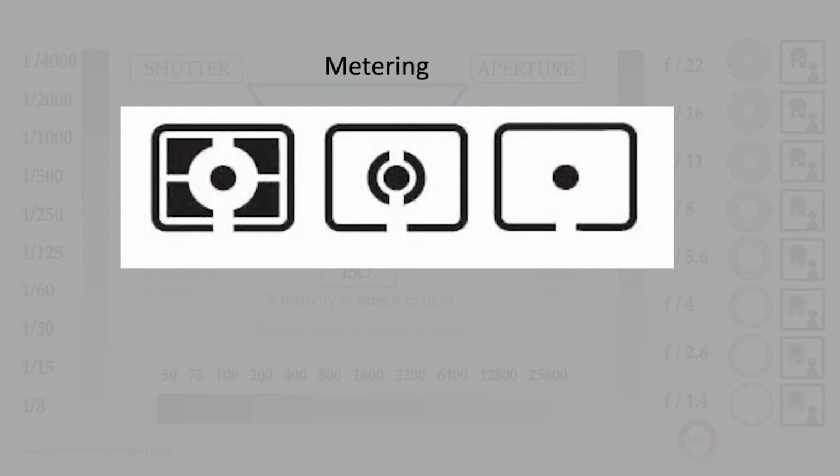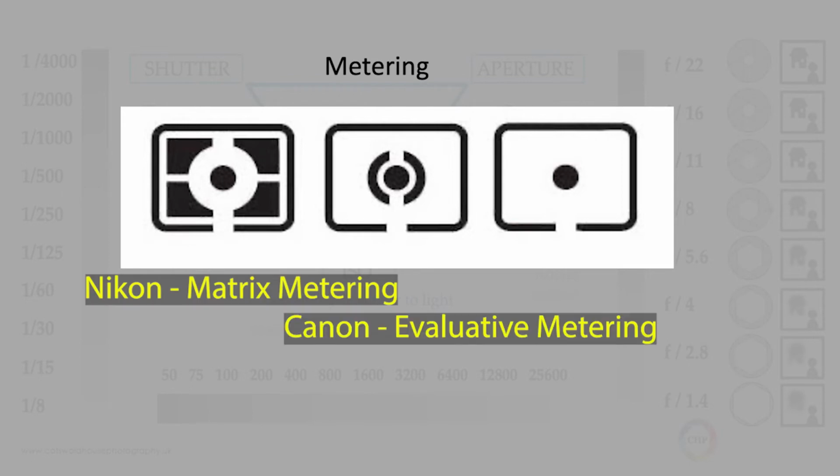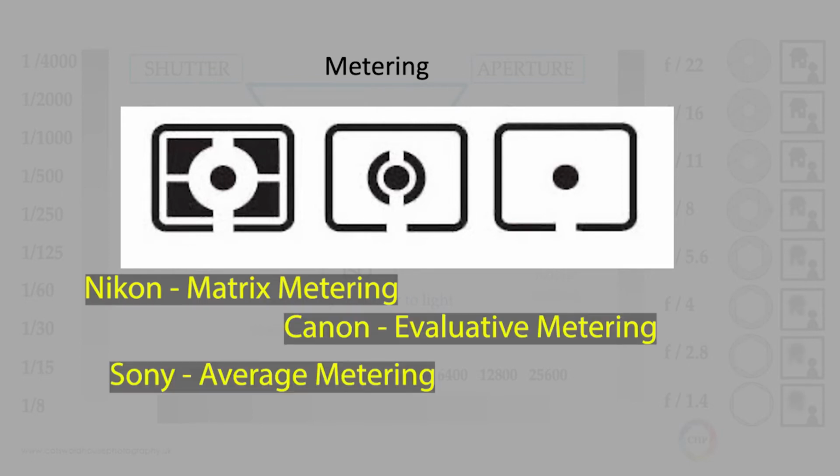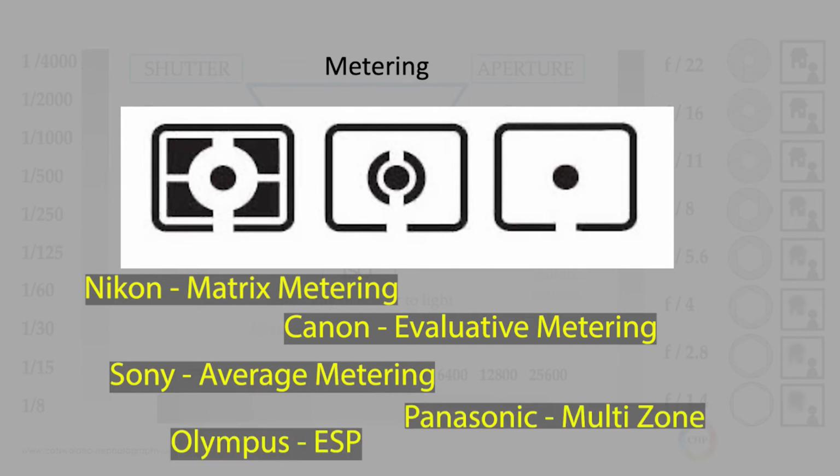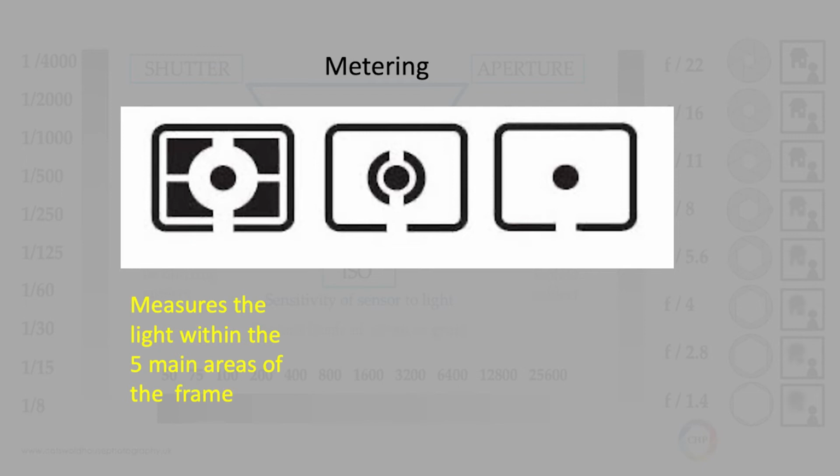The first mode is often the default mode and is called different names by different brands. Matrix metering for Nikon, evaluative for Canon, average metering for Sony, multi-zone for Panasonic, ESP for Olympus, and so on. It measures the light levels within the 5 key areas of the frame.